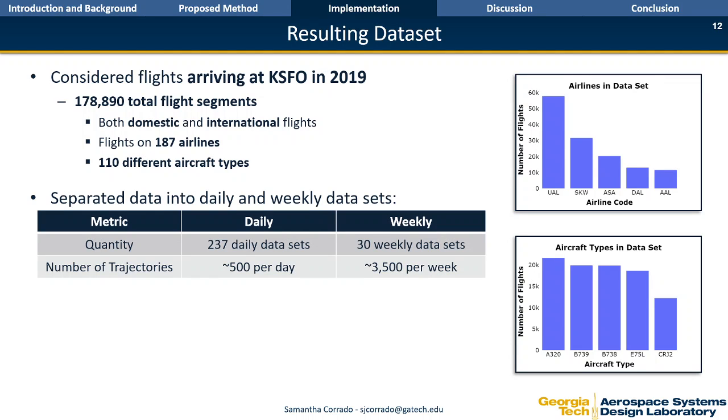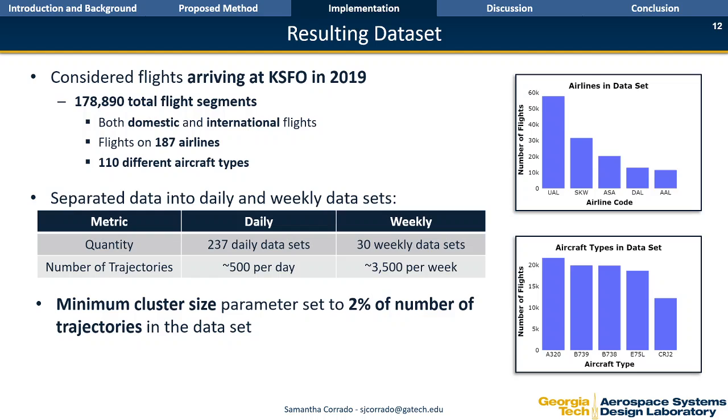The total data set was separated into daily and weekly data sets for clustering on those timescales. From the total data set, 237 days are extracted, where each day contains about 500 trajectories each. And then 30 weeks were extracted, where each week contains about 3,500 trajectories each.